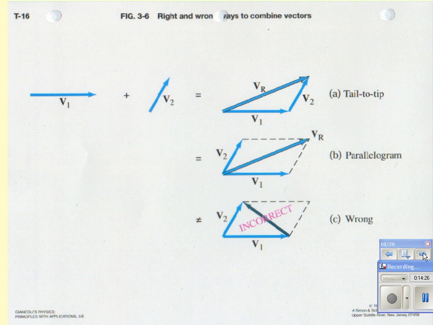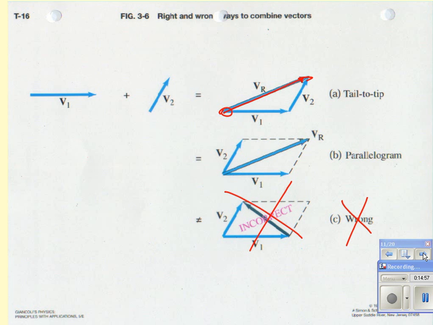Here's just another slide showing you how to add vectors. Vector 1 plus vector 2, okay? Tail to tip method, or the parallelogram method, okay? But not the wrong method. Don't do the wrong method. That's bad, okay? Notice that that vector is going the wrong direction. That resultant is going the wrong direction. All right? You always draw your resultant from where you started to where you end. Okay. That's how you draw resultants.